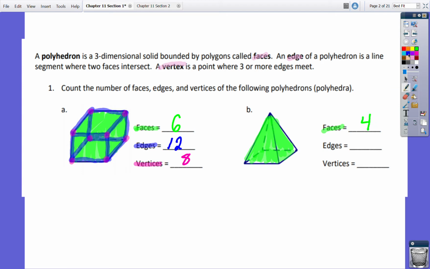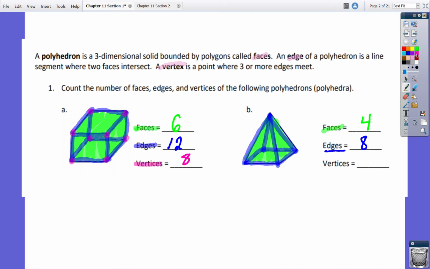Now let's look at our edges. So for our edges, I'm just going to go around the bottom again. So 1, 2, 3, 4. And then 1, 2, 3, 4. So it looks like I have 8 total. All right, 8 edges.